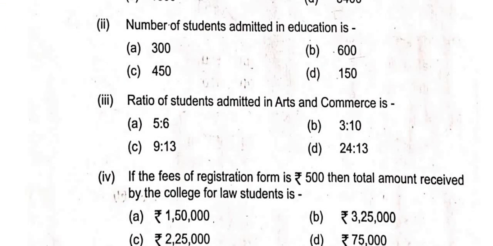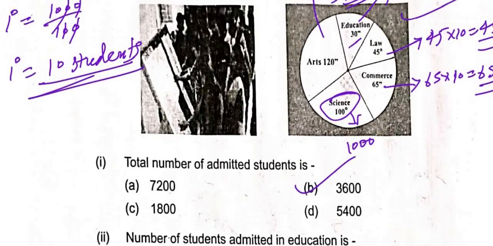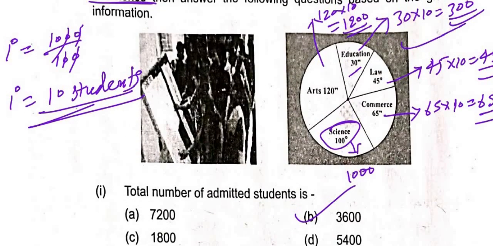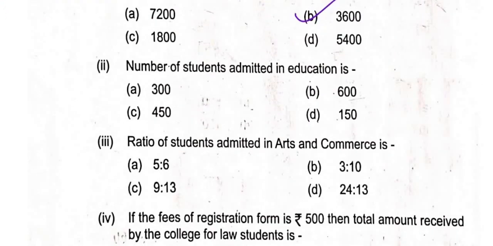Now moving to question number 2. Number of students admitted in education. So this we have already got, 30 into 10, 300.